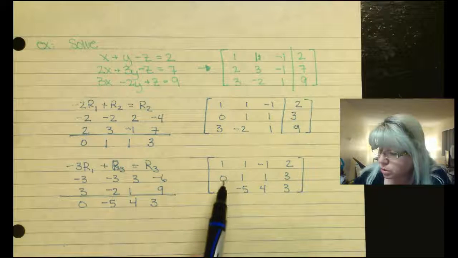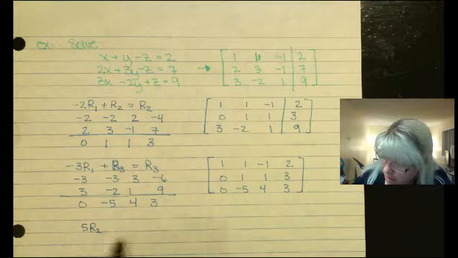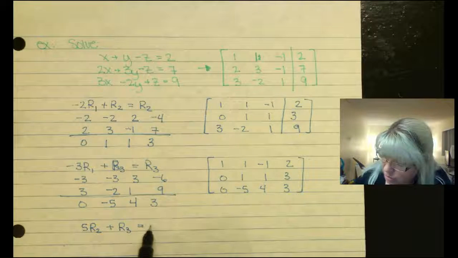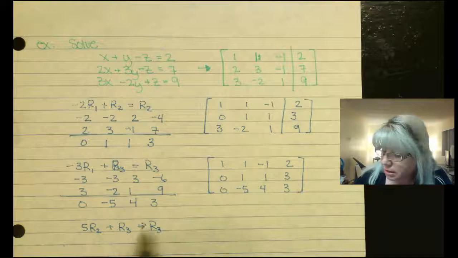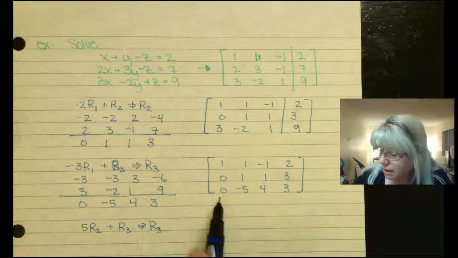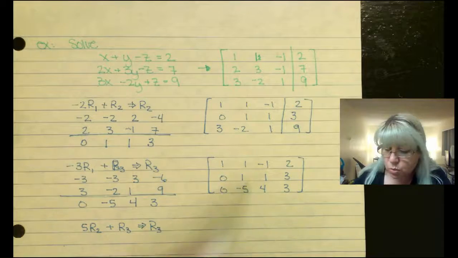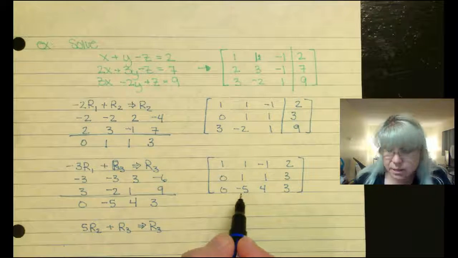So I'm going to use row 2. I'm going to multiply row 2 by 5, add it to row 3, and put it back into row 3. That should be an arrow, really, and not an equal. If I put it back into row 3, that's going to be 5 times 1 is 5, minus 5 is a 0. That's exactly what I want here, is a 0.